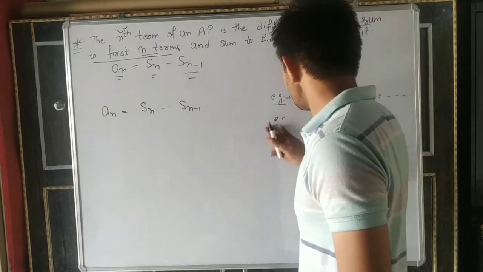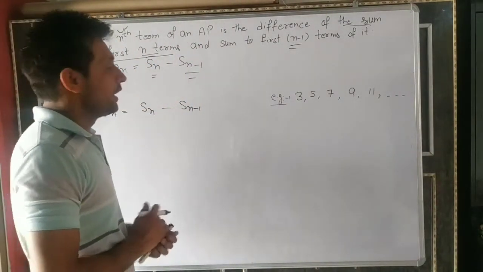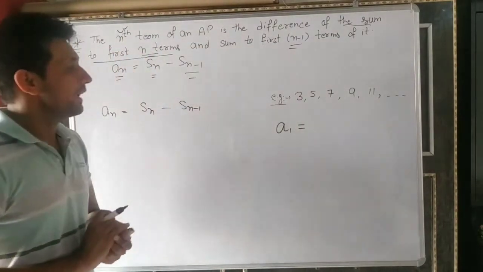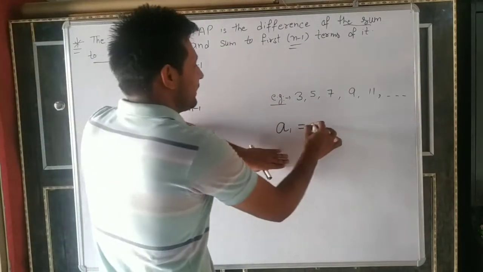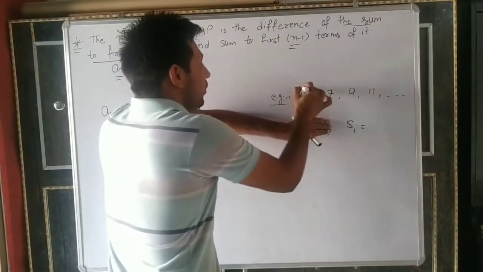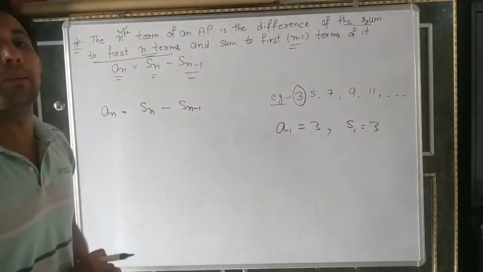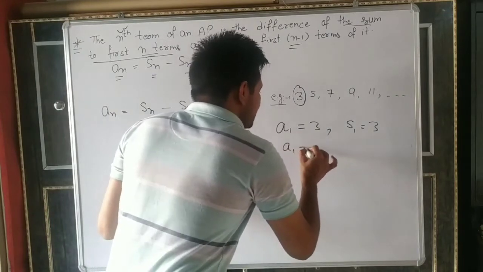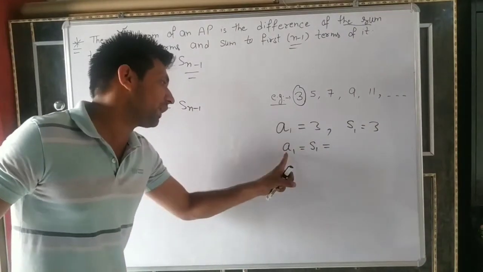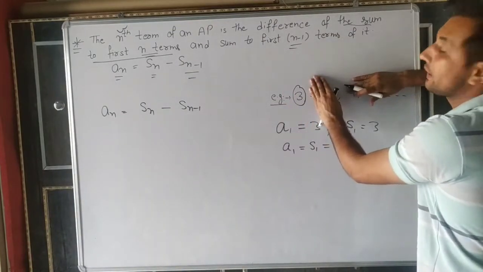So, an example. Everyone knows, if I ask you what the sum of the first term is, and A1 is the first term, and A1 is 3, then the sum of the first term is also 3. So always remember, dear, A1 is always equal to S1, because A1 means only one term, and the sum of one term is also 3.